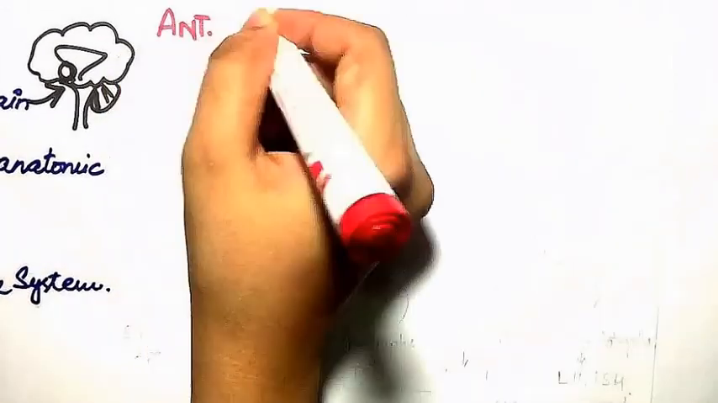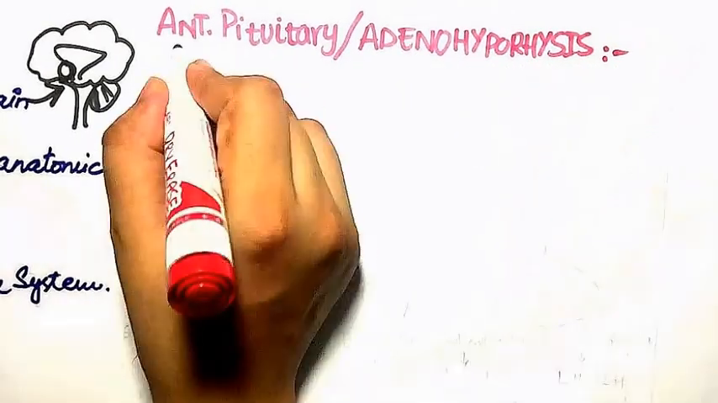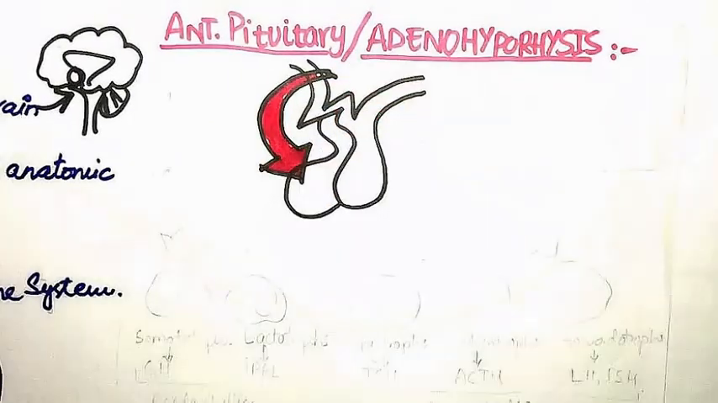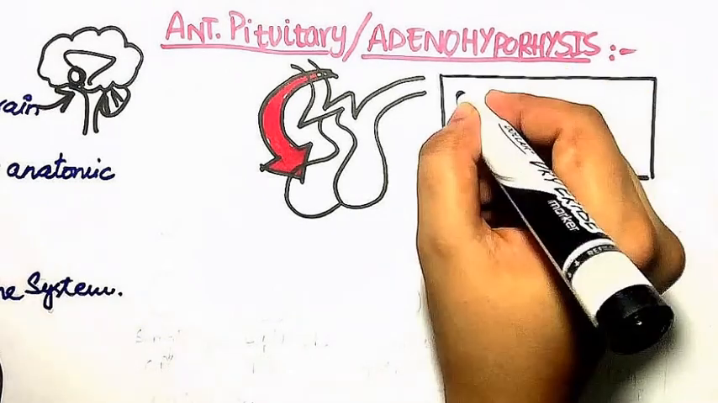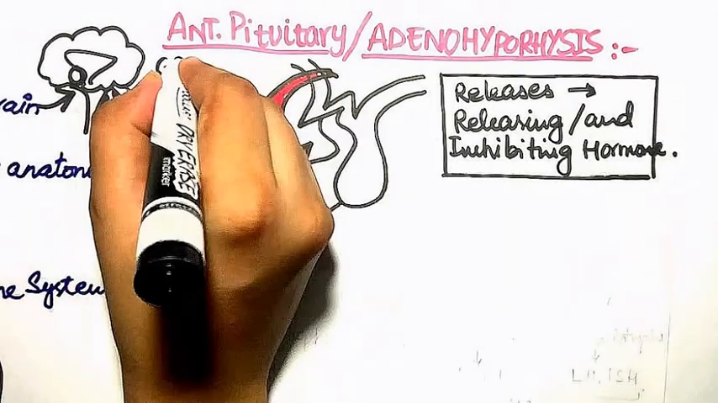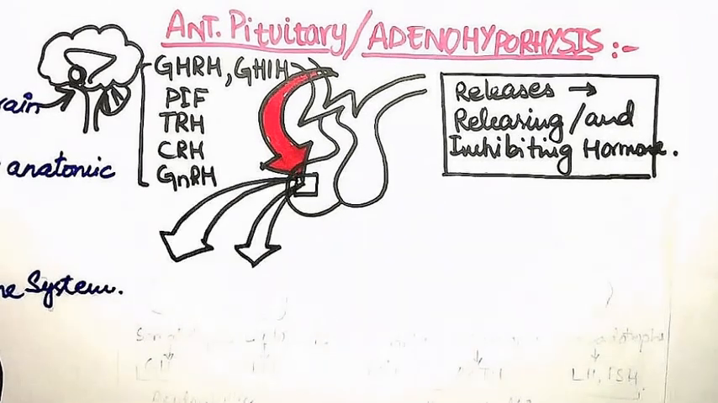Now let's move toward the anterior pituitary cells. The anterior pituitary gland is also known as the adenohypophysis, and let's discuss it in a little more detail. We know the basic structure of the hypothalamus and pituitary gland. Now we will focus on how the cells present in the pituitary gland perform their function. Releasing hormones and inhibiting hormones act upon the pituitary gland, such as growth hormone releasing hormone, thyrotropin releasing hormone, corticotropin releasing hormone, and gonadotropin releasing hormone. These are all hormones which act upon the anterior pituitary gland, or the adenohypophysis.